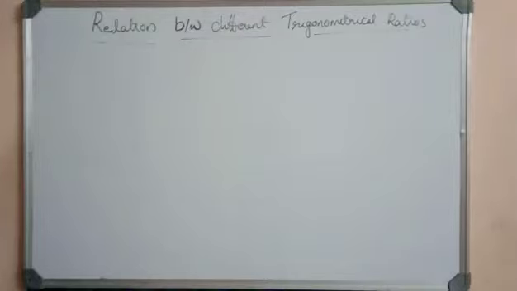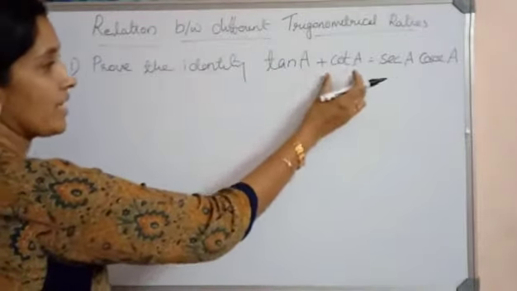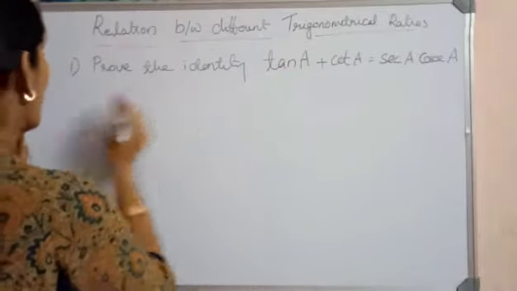Hi everyone, welcome back. In today's class, let's see how to prove the given trigonometrical identity. Now let's prove this identity: tan A plus cot A is equal to sec A into cosec A. So first consider the LHS.